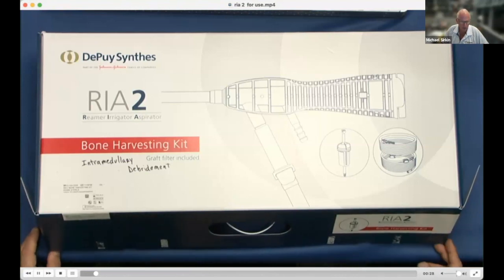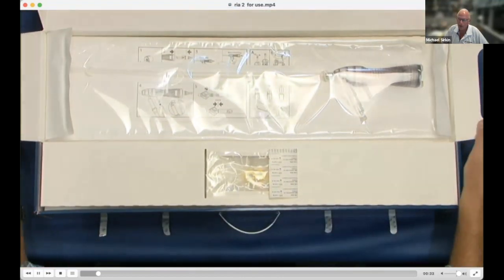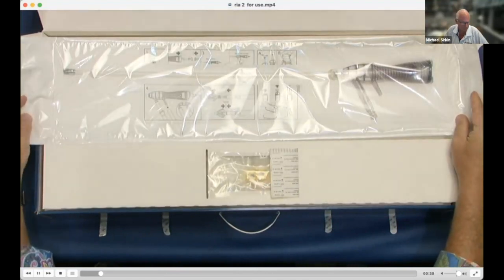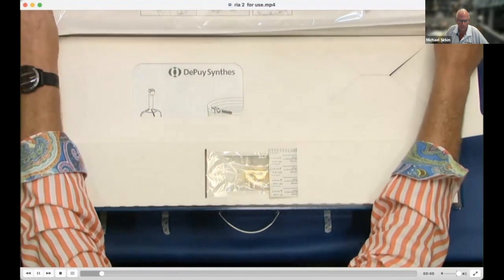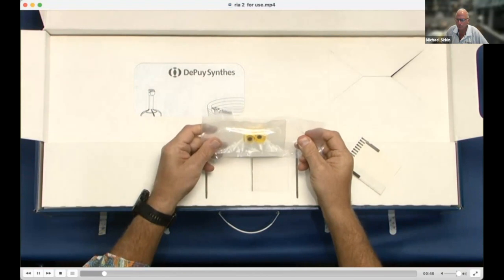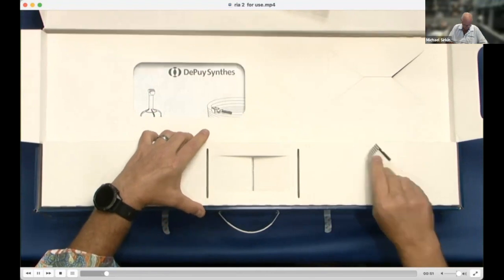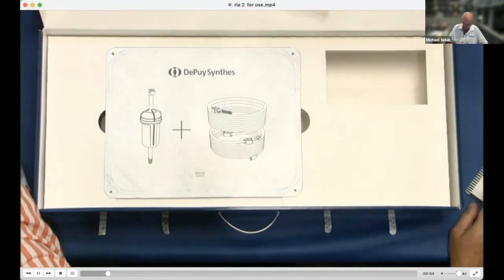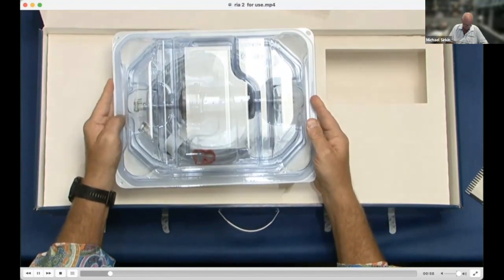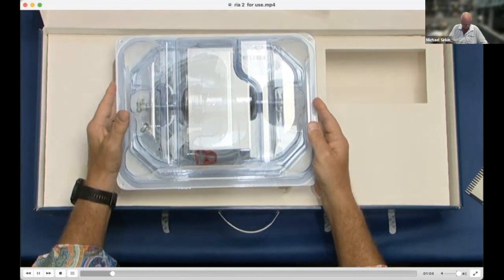So inside of this kit is all of the disposable components for the RIA 2. Your staff will open it up. They will take out the reaming shaft. We will take out the yellow drive seals that are used to go inside of the RIA, and I'm going to show you how to put all of these together. And then on the bottom includes your collecting canister, your irrigation tube, and your aspiration tube. So this will be all opened and placed on your sterile field.